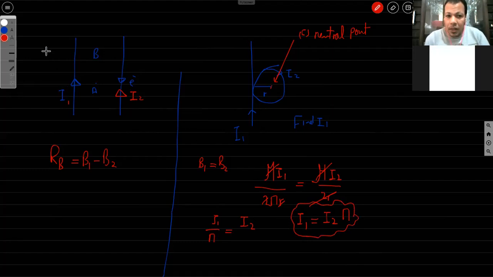So here is the first trick, and here the second trick. The first trick is, if he has a straight line wire carrying a current, and in the other one he gave us the direction of the electrons instead of the current. And the second one, if we have a straight line wire and a circular coil which is tangent to it, and he needs to find the current. Any doubt about this one? No. Okay.